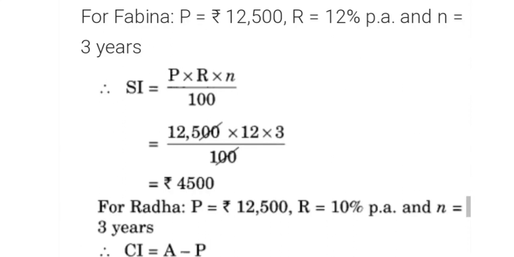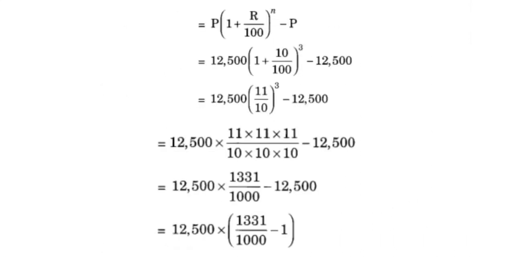Now for Radha, the principal is 12,500, rate of interest is 10% and the time is same 3 years. But here we have to find the compound interest. Okay, so write the compound interest formula, amount minus principal. So amount formula, that is P in bracket 1 plus R upon 100 and the power is N, minus P. Now put the values. So 12,500 bracket 1 plus 10 upon 100 bracket close and power is 3 minus 12,500.